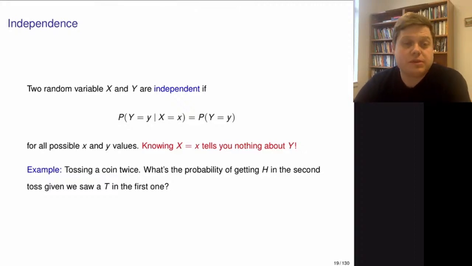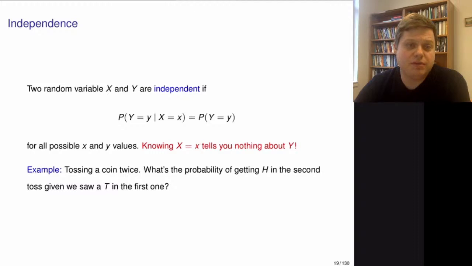When we model two variables together, another important concept is the concept of independence. A simple mathematical definition: we say that two random variables x and y are independent if the conditional probability of y given x is just equal to the probability of y. It means that knowing anything about x doesn't tell us anything about y.